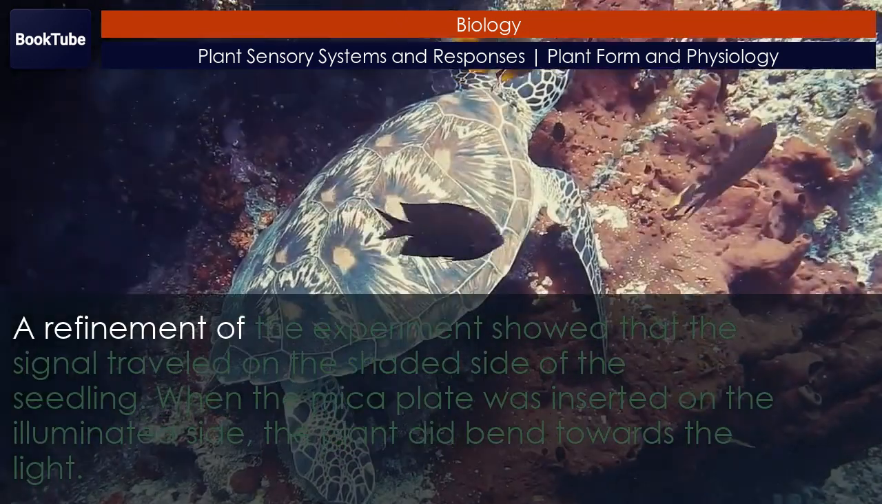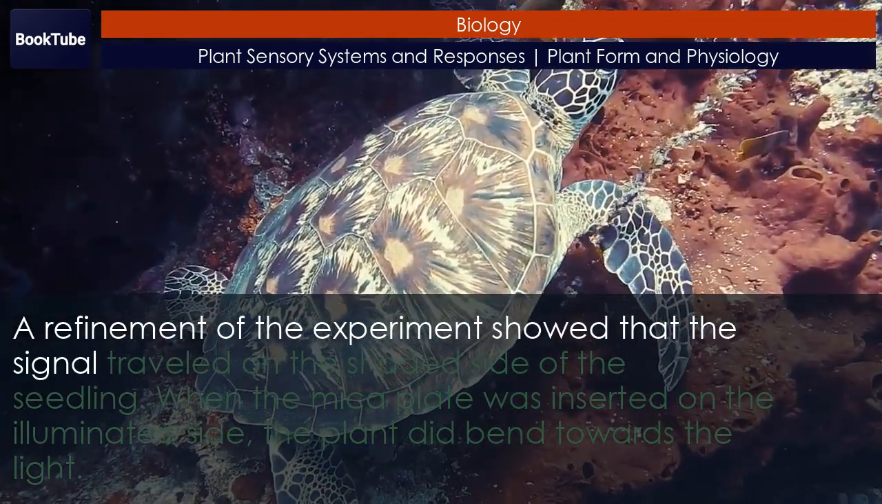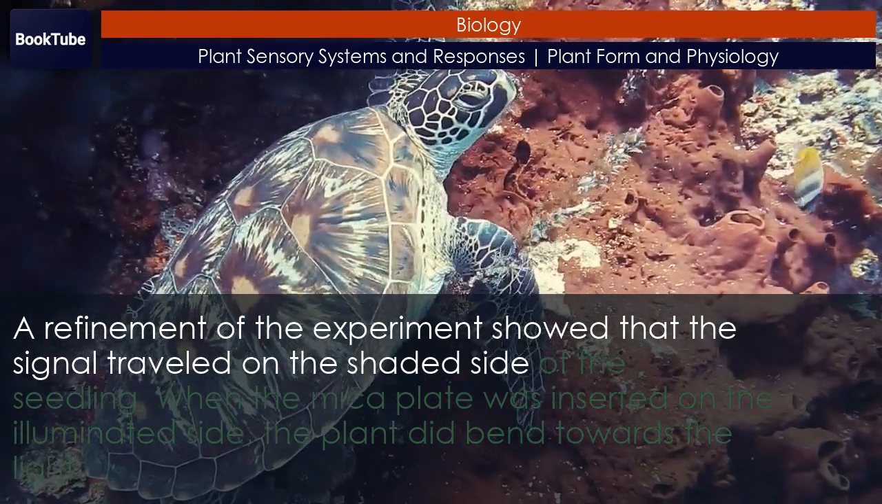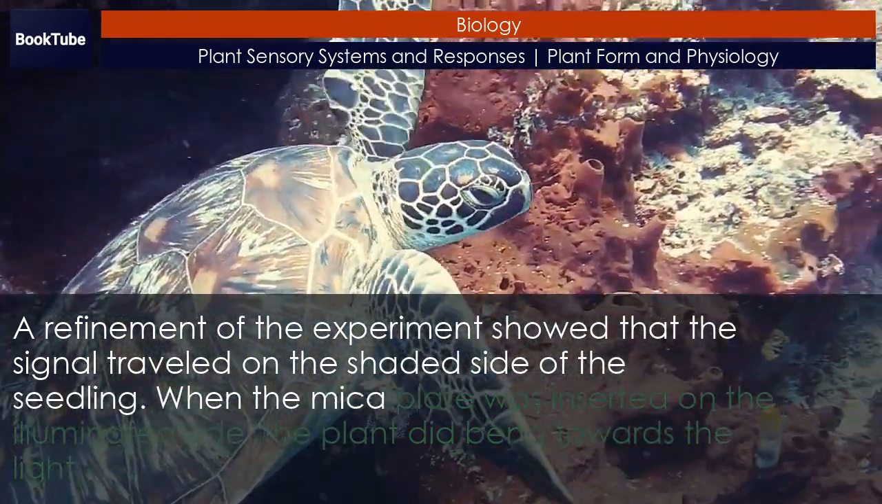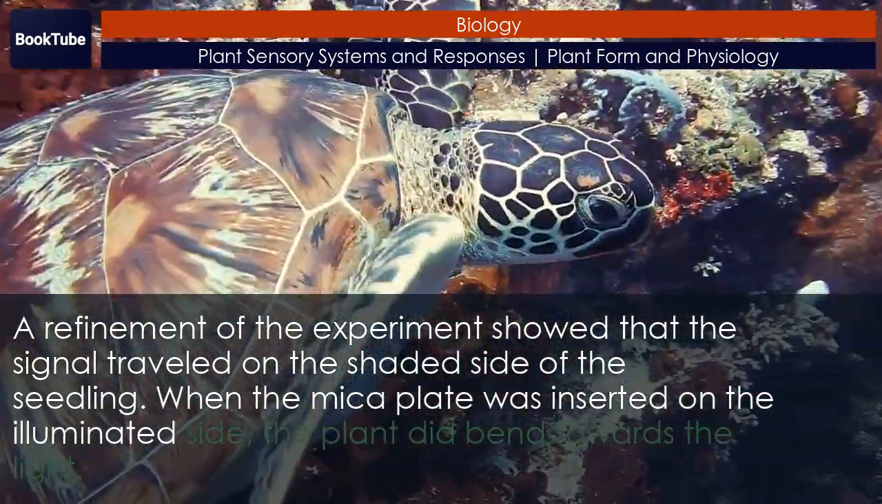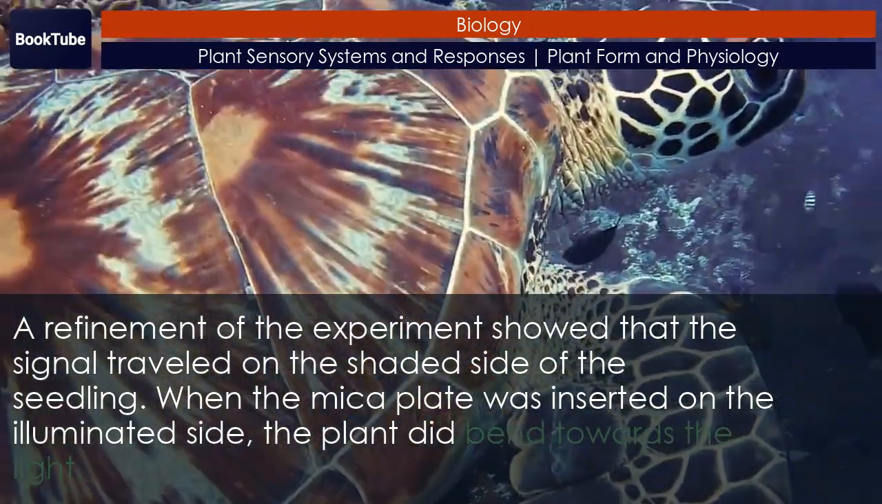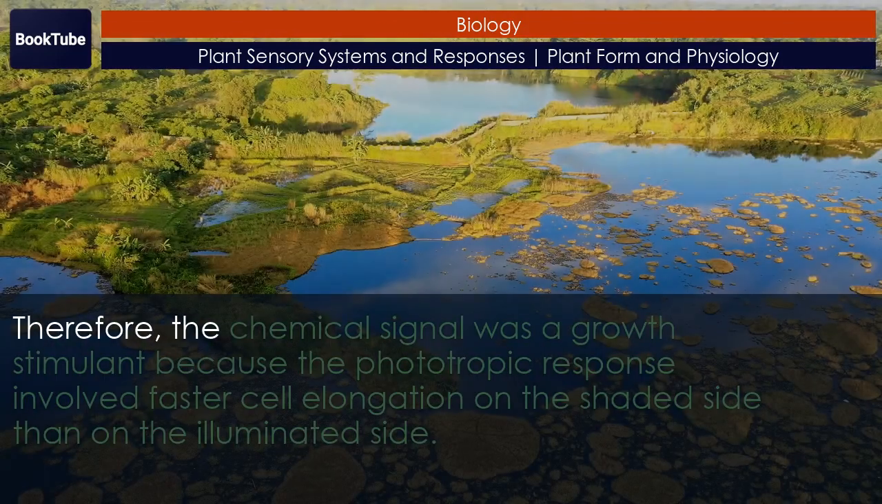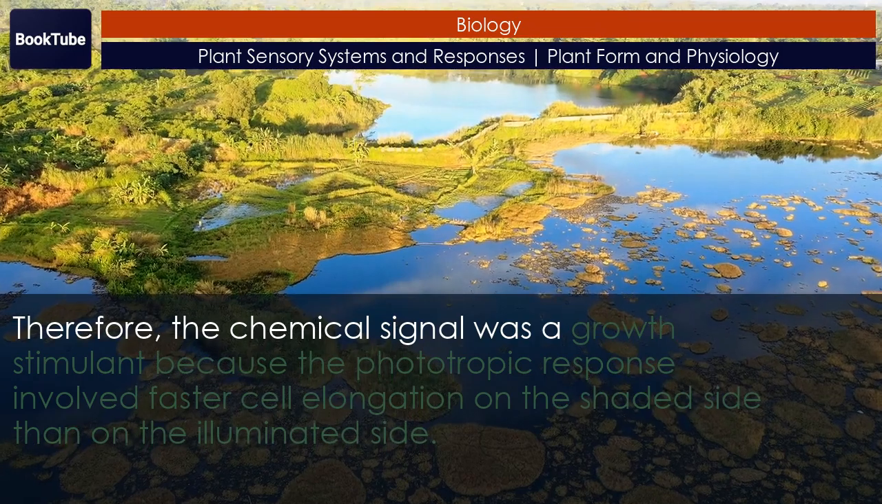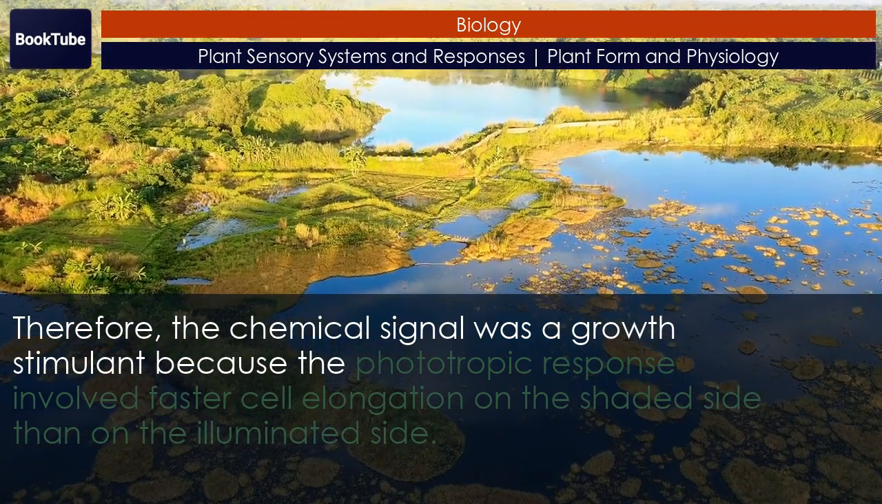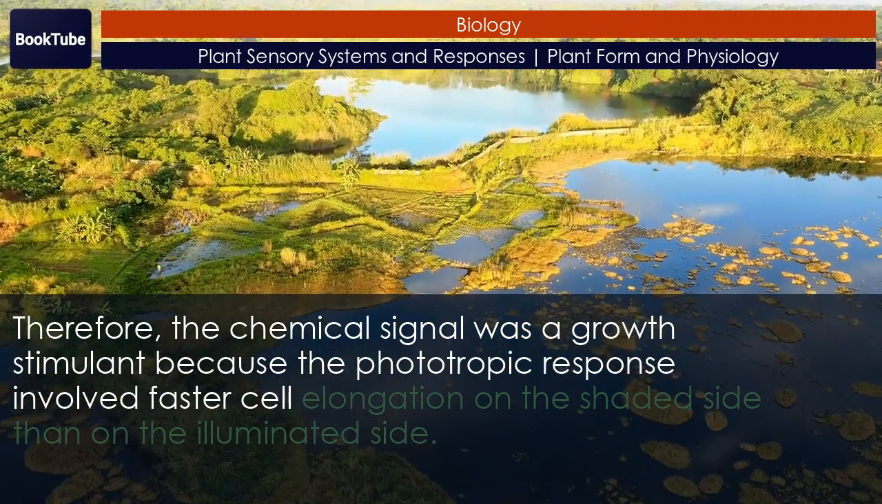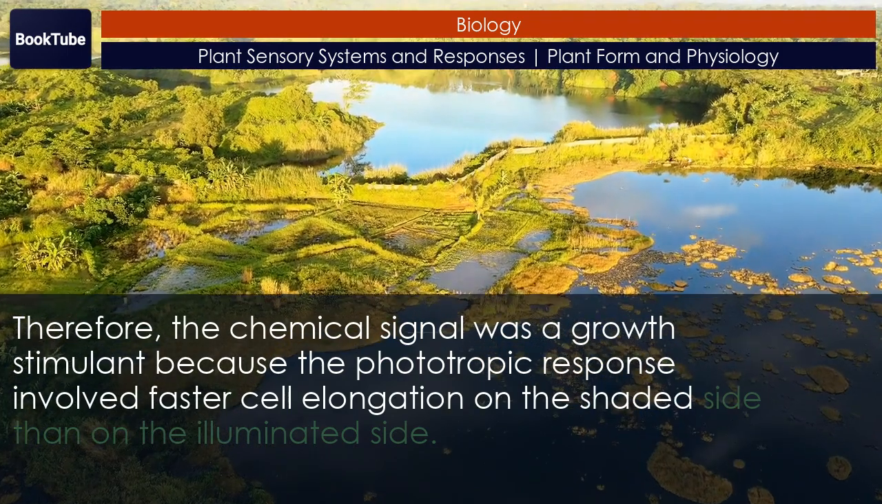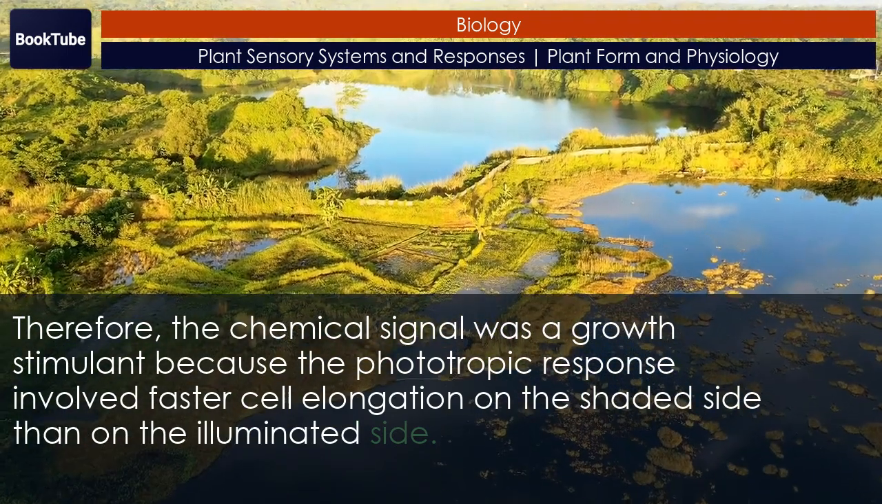A refinement of the experiment showed that the signal traveled on the shaded side of the seedling. When the mica plate was inserted on the illuminated side, the plant did bend towards the light. Therefore, the chemical signal was a growth stimulant, because the phototropic response involved faster cell elongation on the shaded side than on the illuminated side.